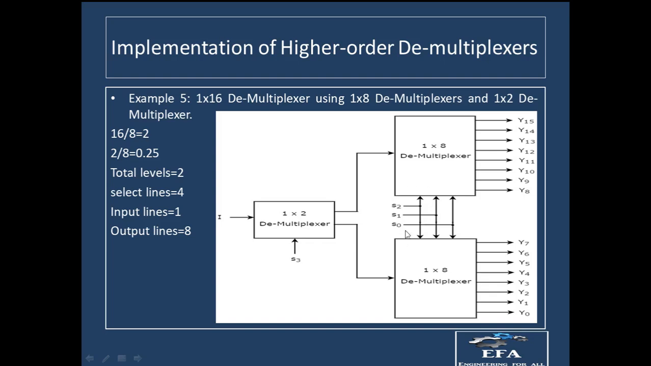In this case we will be using 3 select lines, and here we will be using a single select line. So 1 plus 3 will be equal to 4, that is, 4 select lines are required for the complete 1 cross 16 demultiplexer. So select lines will be 4, the input line will be single, and the output lines will be equal to 16. This 8 is written over here, but this should be equal to 16. So 8 are coming from the first demultiplexer and the next 8 are coming from the second demultiplexer. The method of passing the information from here to all these select lines is exactly the same as we have discussed in the previous example.